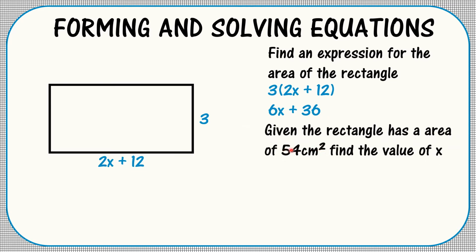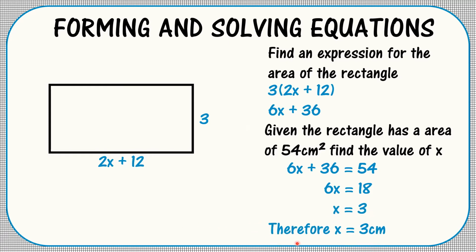Part B of the question will normally give us more information. Given that the rectangle has an area of 54 centimeters squared, find the value of x. So we know that this 6x plus 36 is going to equal 54. Now all we do, we solve this. We take this 36 to the other side. 6x is equal to 54 minus 36, which equals 18. And now we divide by 6. x is equal to 3. Therefore, a final concluding statement, x is equal to 3 centimeters.